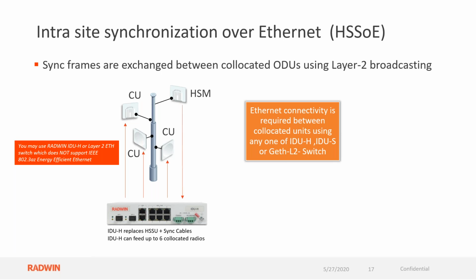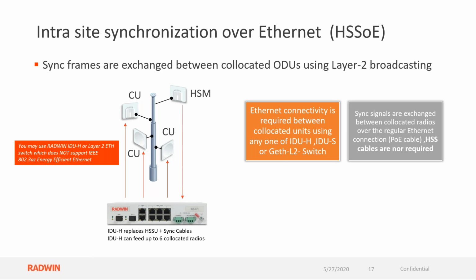Ethernet connectivity is required between collocated units using any one of IDOH, IDOS, or Giga Ethernet layer 2 switch. Link signals are exchanged between collocated radios over the regular Ethernet connection, the PoE cable, the Cat5e or the Cat6 cable between the master and the other ODUs. HSS cables are not required.